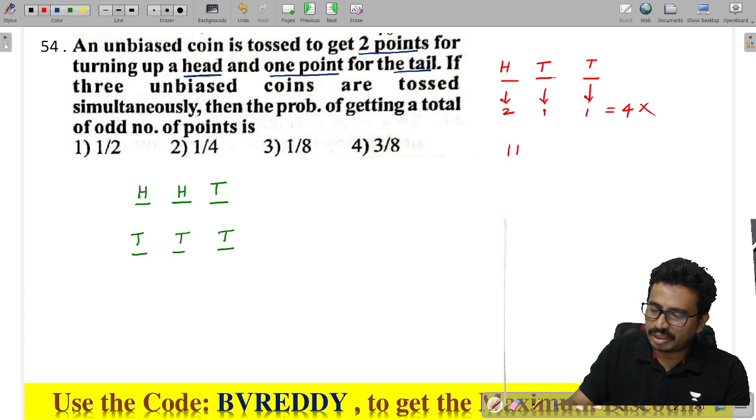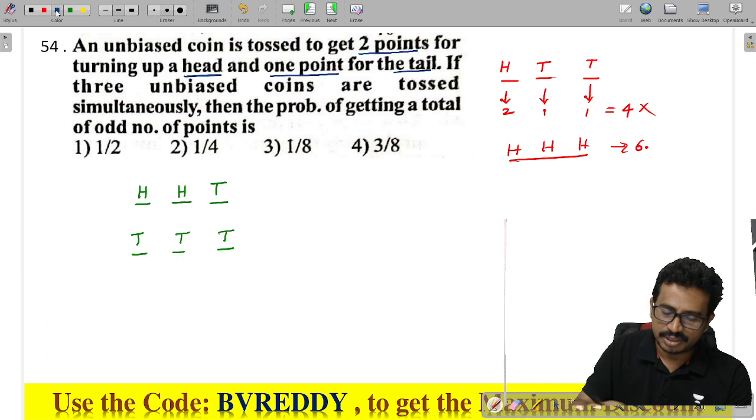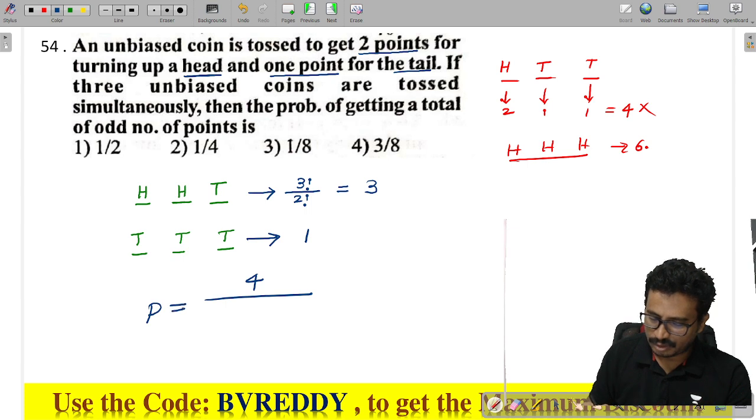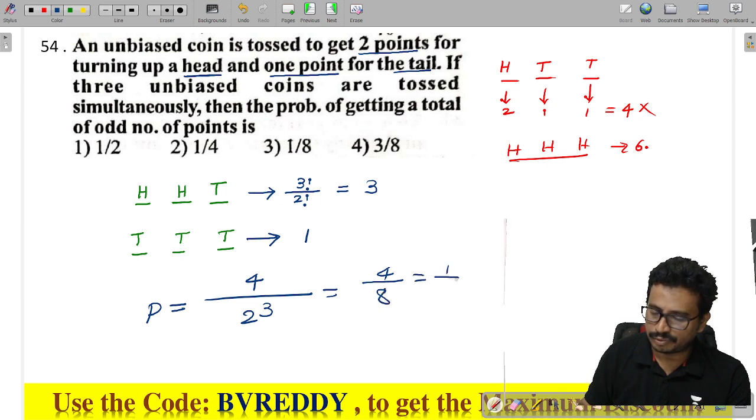Even if I got all heads, in the all heads case also I will get the sum as 6. So this is not a possible case. Only this case we have. Tell me how many ways we can do here. This is the number of combinations, 3 factorial by 2 factorial. So how much now here? 3. And this is what? 1. Total we can say 4, 4 by, so how many here? 2 cube, which is equal to 4 by 8, which is equal to 1 by 2.